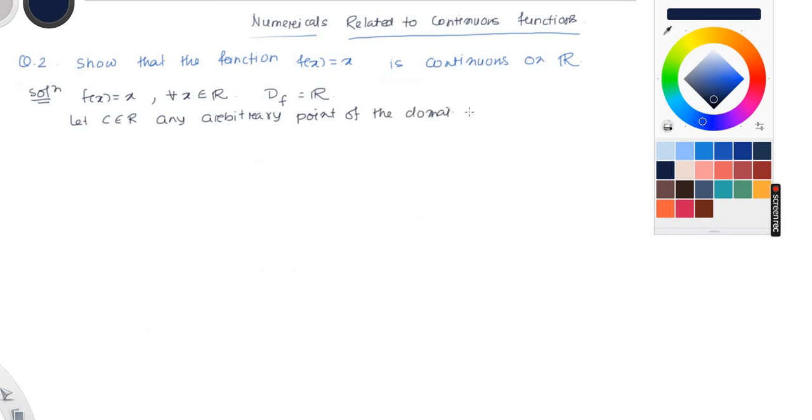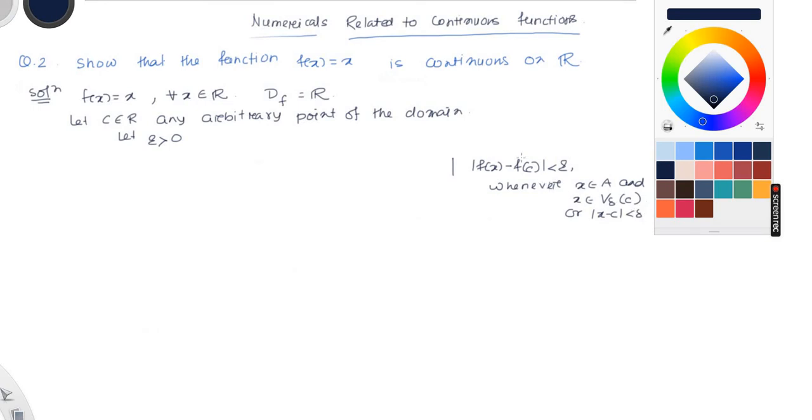We have taken an arbitrary point from the domain. So let epsilon be any positive real number. Now to show the continuity of the given function, what we need to show is mod of f of x minus f of c less than epsilon whenever x belongs to the domain of the function and x belongs to the delta neighborhood of the point c, or you can also write mod of x minus c less than delta.